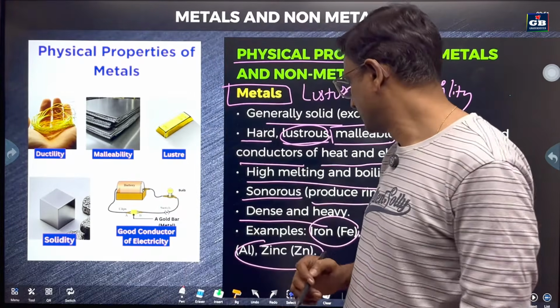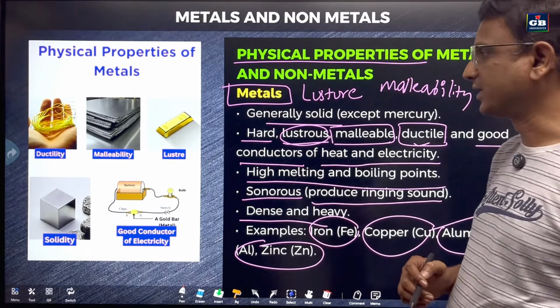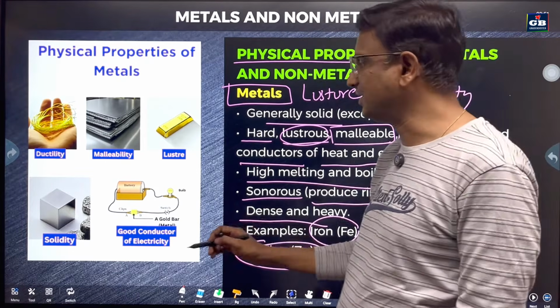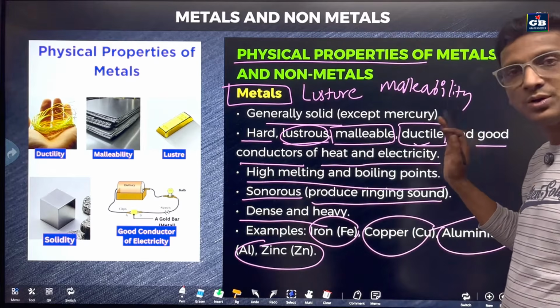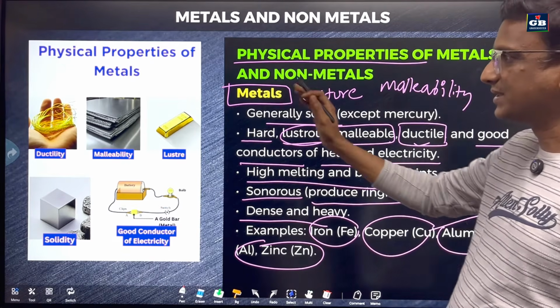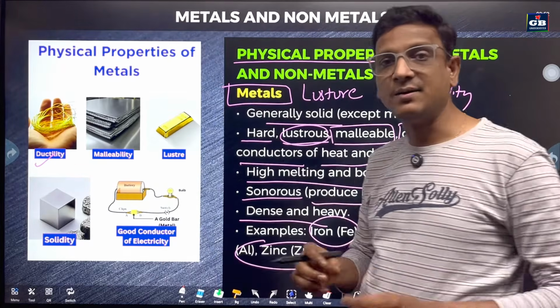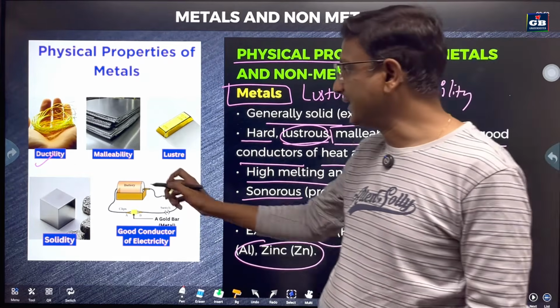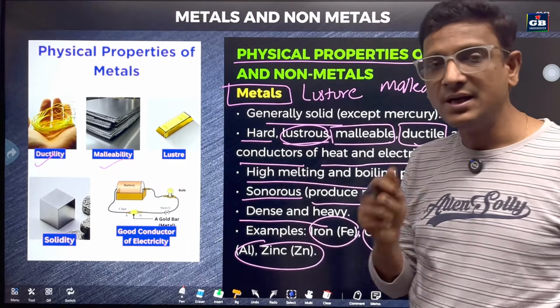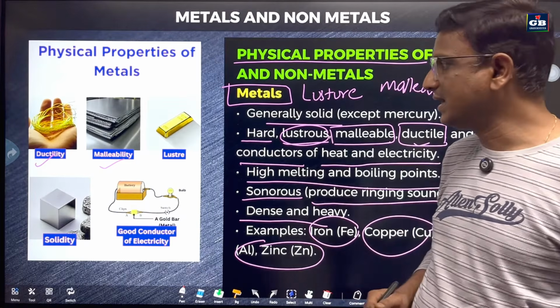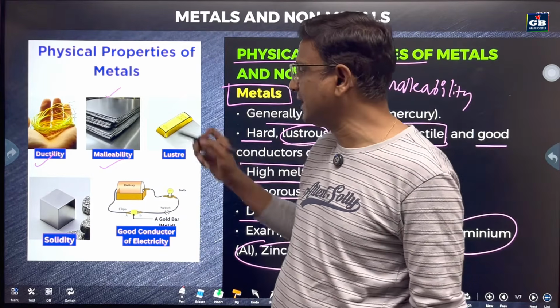Sodium is also a metal. Potassium is also a metal. Let us look at the picture. The same properties that we have discussed here are given in the picture. You can see the ductility, that means the metal can be drawn into wires, and malleability, that means the metals can be beaten into sheets, they can be made into sheets. That property is called malleability.